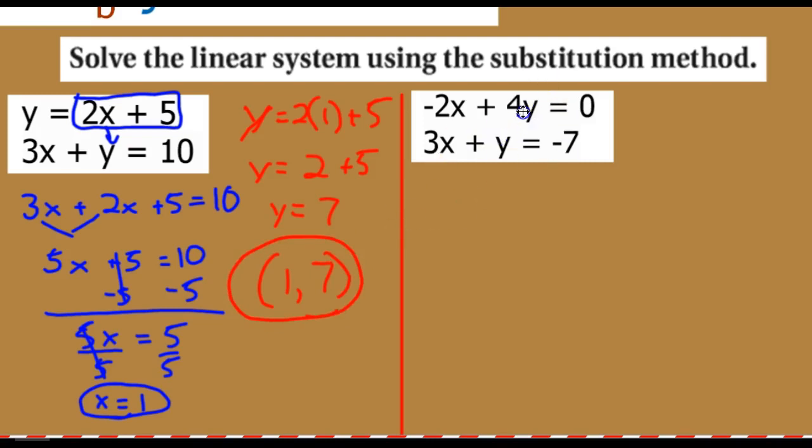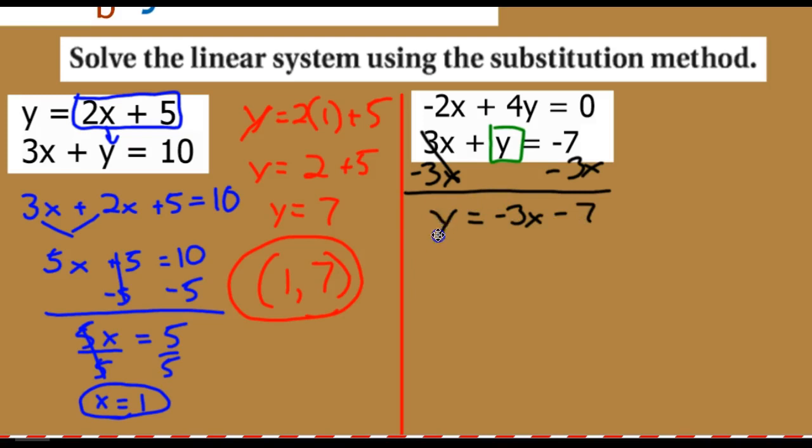Here we don't have a variable by itself, so what we're going to do is get the one that's closest to being by itself all alone. That is our y here. So what we're going to do is subtract 3x. I'm going to make it a different color here. Subtract 3x to get that over to the other side. So we get y equals a negative 3x minus 7.